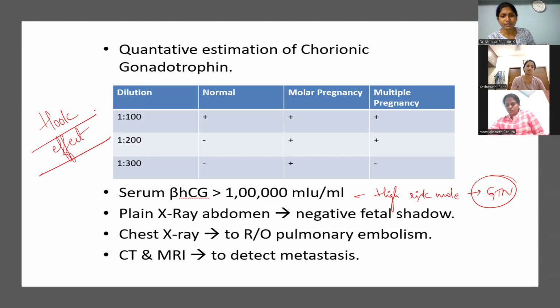Then you can do an ultrasound abdomen to rule out a fetal shadow, to differentiate between a complete mole and a partial mole, and a chest X-ray to rule out pulmonary embolism, and CT or MRI if you want to rule out distant metastasis. So if she comes with paralysis or seizures and you want to rule out brain metastasis, obviously you have to do a CT or MRI brain, to detect distant metastasis.